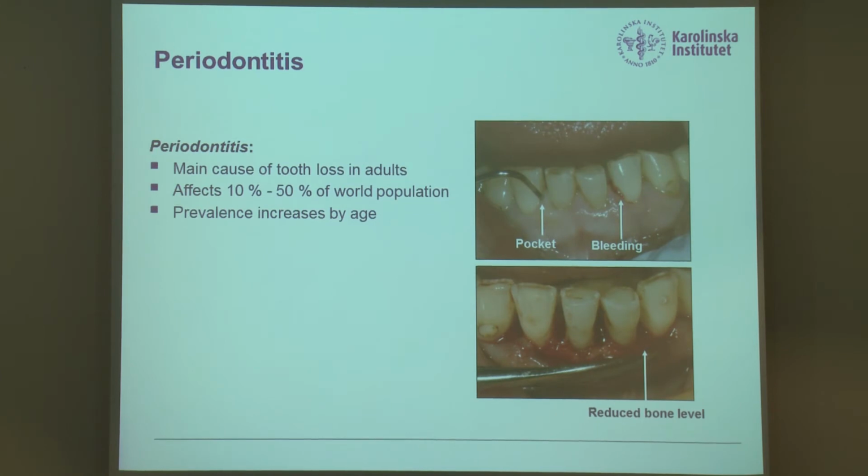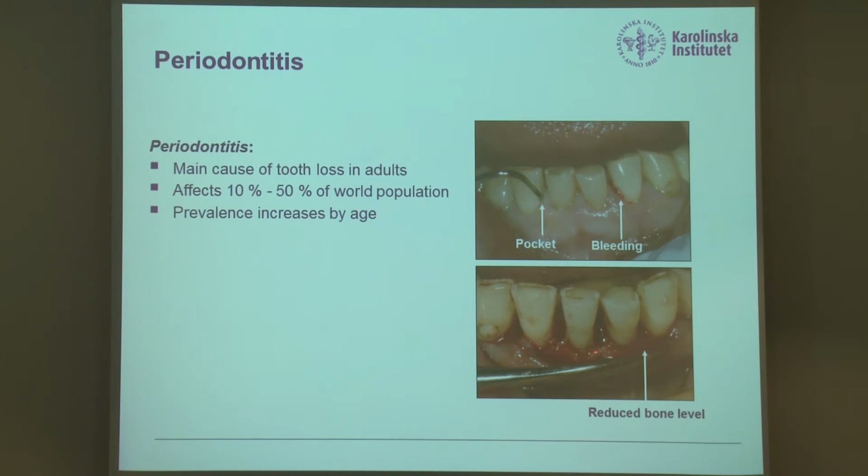Periodontitis, therefore, is the main cause of tooth loss in adults, and it accounts for 10 to 50% of the world population, really depending on the severity that we are looking at. The prevalence increases by age. Clinical characteristic is the periodontal pocket and bleeding. The periodontal pocket is really a great environment for the formation of an anaerobic biofilm.